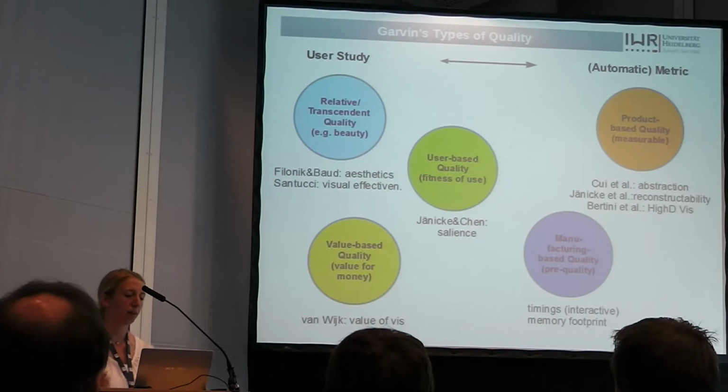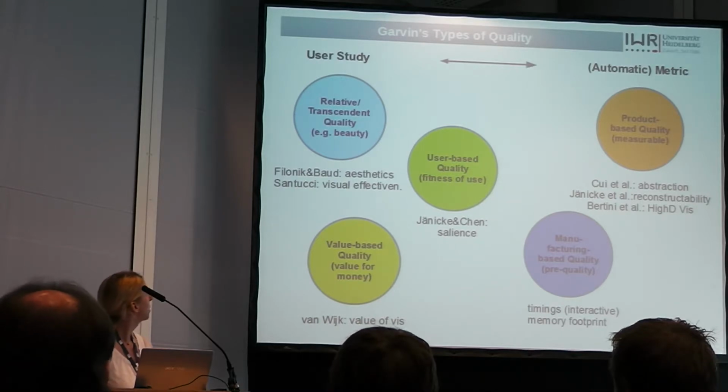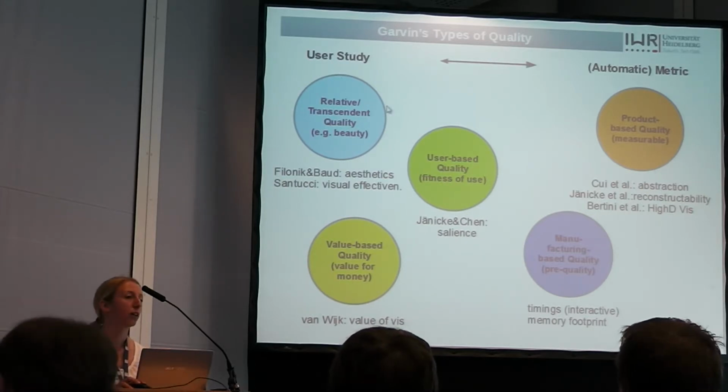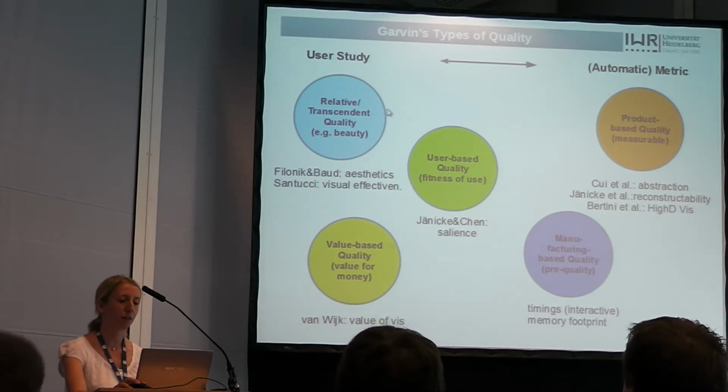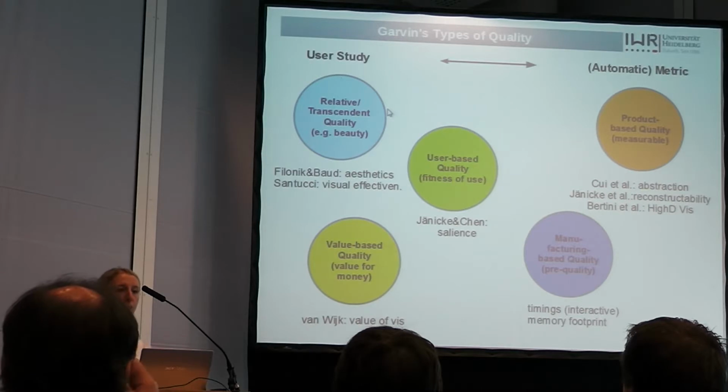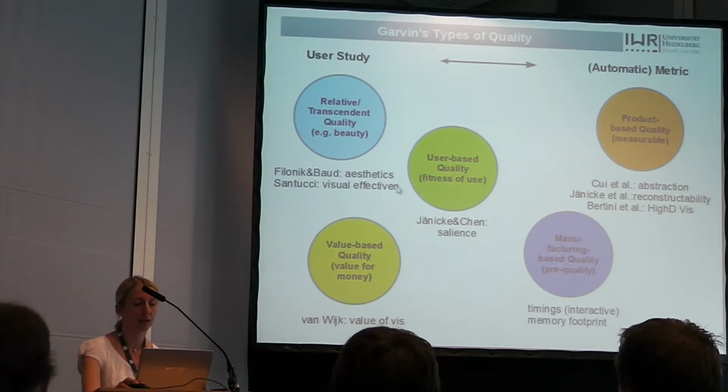So if we look at these 5 aspects of quality and how we meet them in visualization, I try to sort them from left to right. On the left-hand side, questions on quality you can answer with user studies. On the right-hand side, things you can sort of measure automatically. So we have this beauty notion of quality, and that's something you surely need a user study for if you want to figure out if someone thinks a method is good. You should just ask them. There are also automatic techniques that try to capture this, like automatic measures for aesthetics or visual effectiveness.